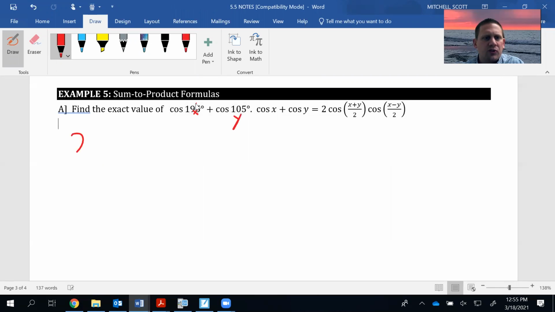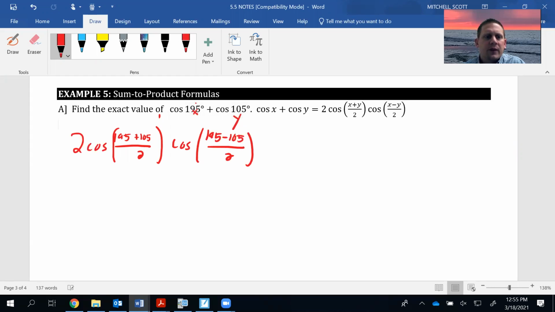So what we're going to find is 2 cosine of 195 plus 105, and that's all divided by 2. You can put that in parentheses. And then you have the cosine of 195 minus 105, and you're going to divide that by 2. So we're going to leave 2 times the cosine. So 195 plus 105 is 300, divided by 2 is 150. And then we have the cosine of 195 minus 105 is 90, divided by 2 is 45 degrees.